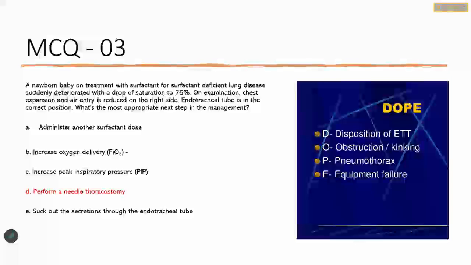Then we go for P, that is the condition pneumothorax. Already they have told us the ET tube is in the correct position. What's the most appropriate next step in the management? So the ET tube is in the correct position, so there can be an obstruction, or there can be a pneumothorax going on due to the intubation and ventilation. They haven't given any answer regarding obstruction. If there's obstruction, we have to get rid of the obstruction or change the ET tube. There is no such option in the answers. Then we have to look for the pneumothorax.